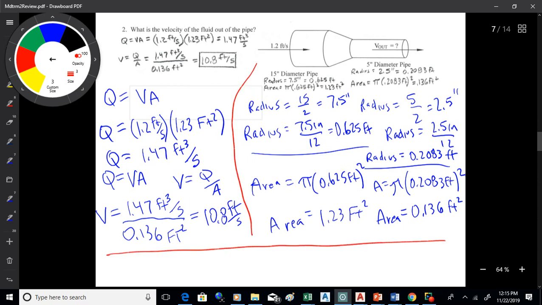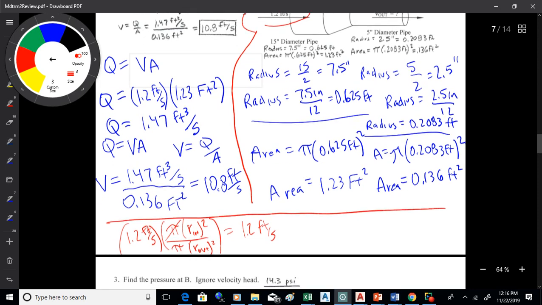Now, there's also a shortcut way to do this. It's not on a formula sheet anywhere that I know, but there's a way to do it, because what you're doing is taking this velocity, 1.2, and multiplying it by pi times the radius coming in squared, and dividing it by the area out, which is pi times the radius out squared. So what you can do is take 1.2 feet per second, and you can cancel those pi's.